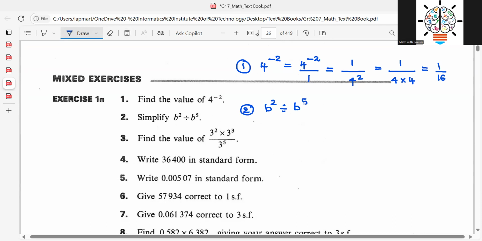power of 5. Here we have the same base value b, and we have the division. What we are supposed to do, children, is write the common base here and 2 minus 5. We can subtract the indices. So then we write b to the power -3.